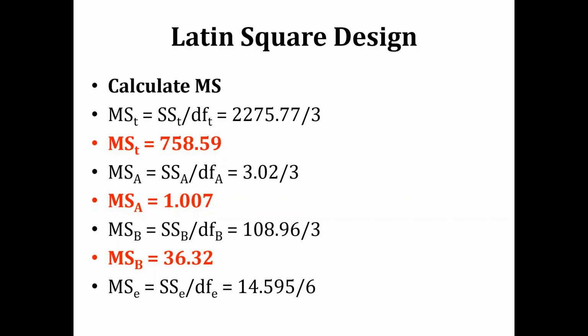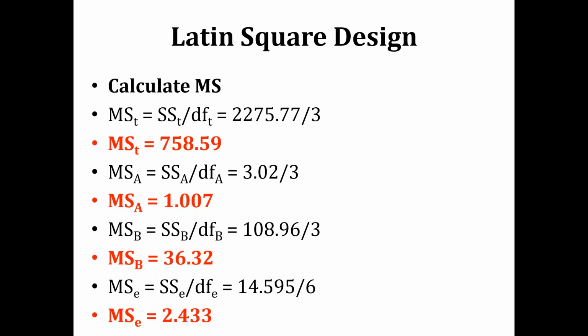And now finally, we are going to calculate the variance due to experimental error. So this is our error or within variance, and this is equal to the sum of squares for error divided by the degree of freedom for error. So we have 14.595 divided by 6, and we get the value 2.433, which is the MS value or the variance for experimental error. So now we have calculated the MS values.